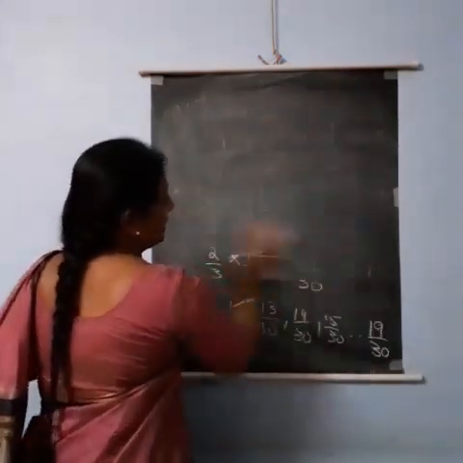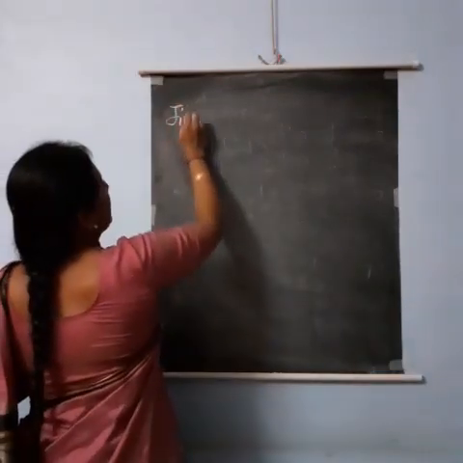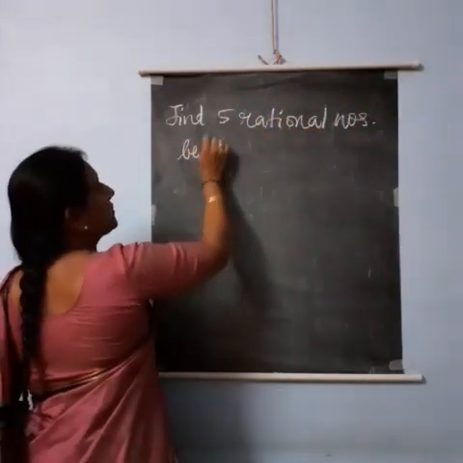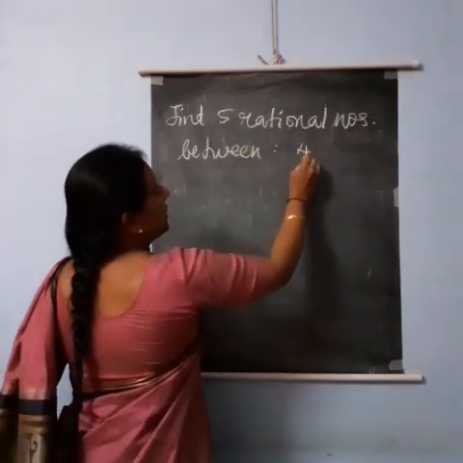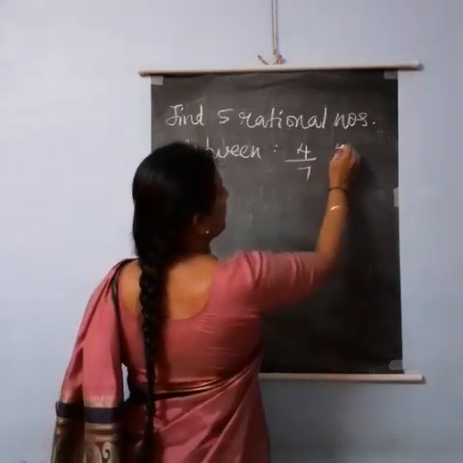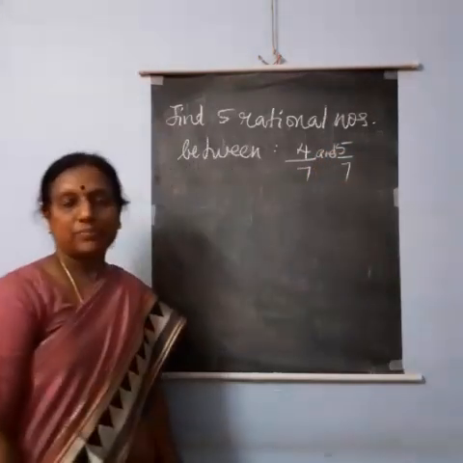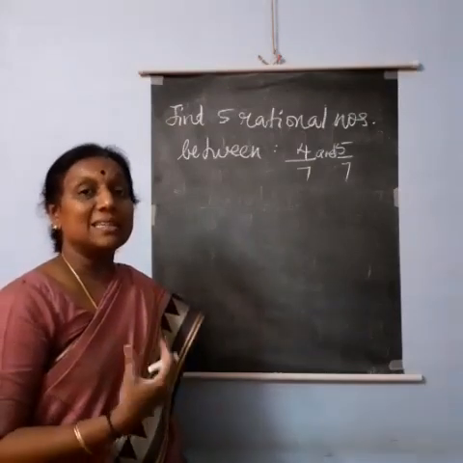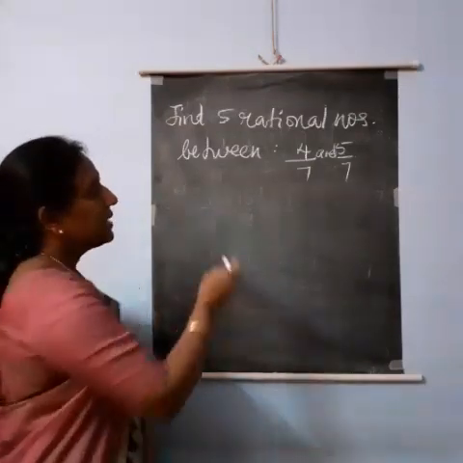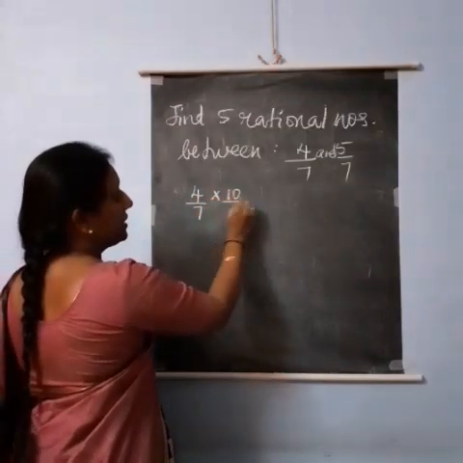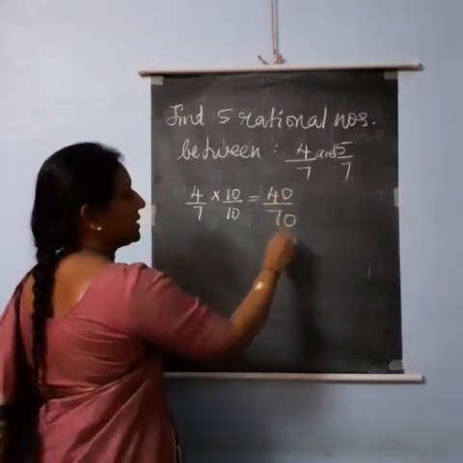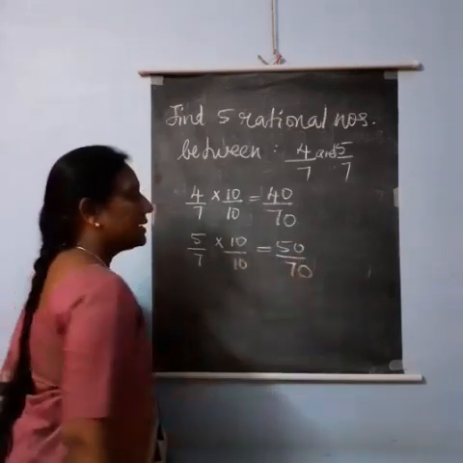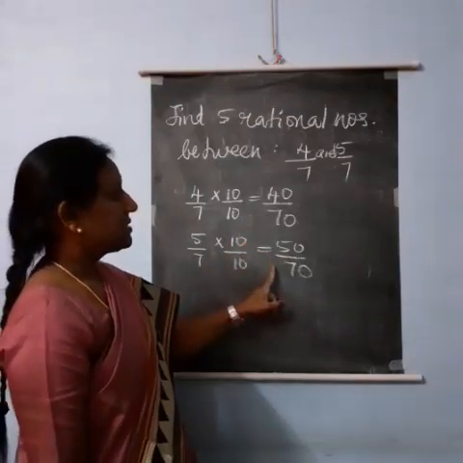Say they want us to find 5 rational numbers between 4 by 7 and 5 by 7. Now between 4 by 7 and 5 by 7, what is the concept I taught you? I said we may find the equivalent fractions by multiplying by 10 by 10. So what will 4 by 7 become? 4 by 7 into 10 by 10 will become 40 by 70. And what will 5 by 7 into 10 by 10 become? 50 by 70. Now you can find almost 19 fractions between these two.